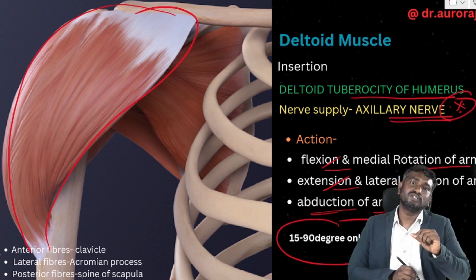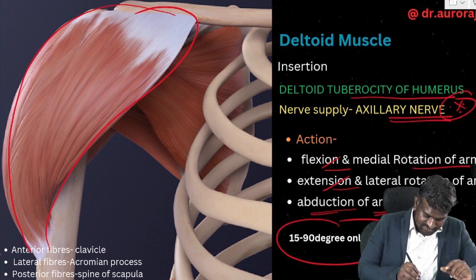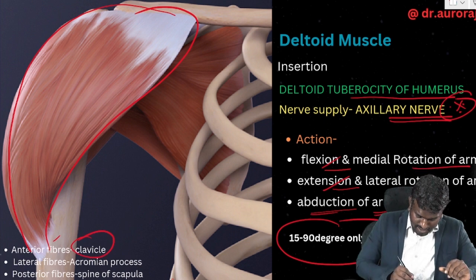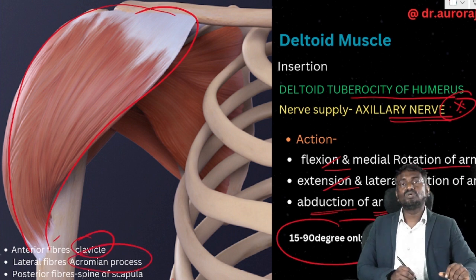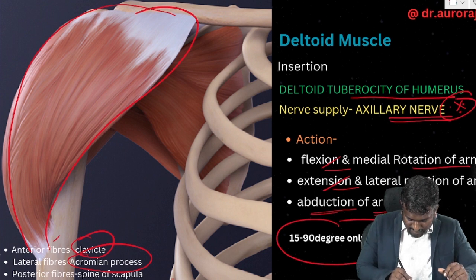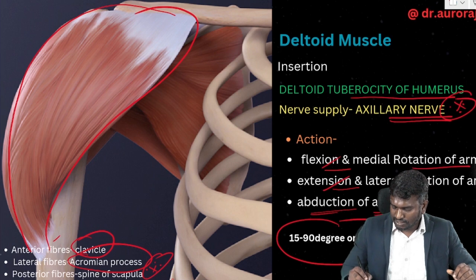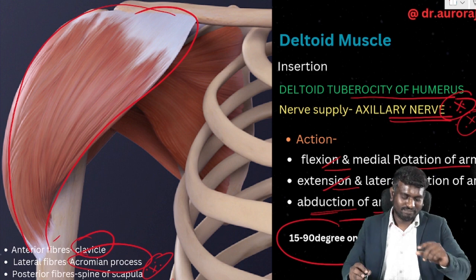Yes. Apart from this, what else do you have to remember? Anterior fibers attach to the clavicle, lateral fibers attach to the acromion process, and the posterior fibers attach to the spine of the scapula. All these are very important. You have to remember the nerve supply. The axillary nerve is the one which is supplying the deltoid muscle.